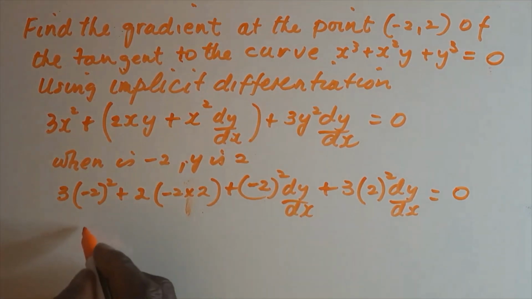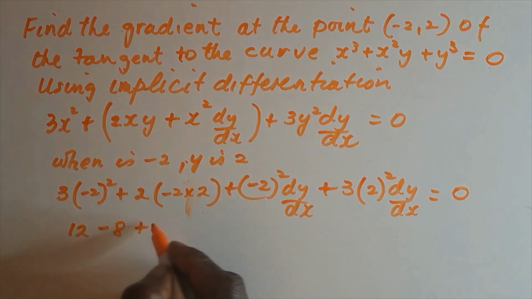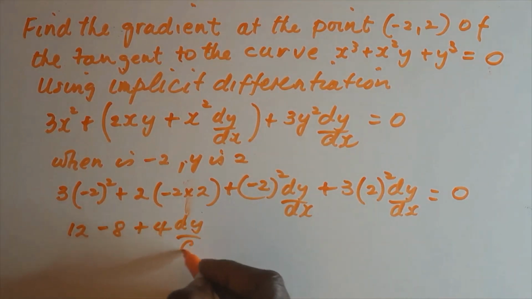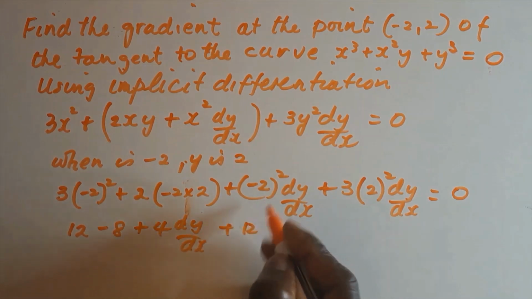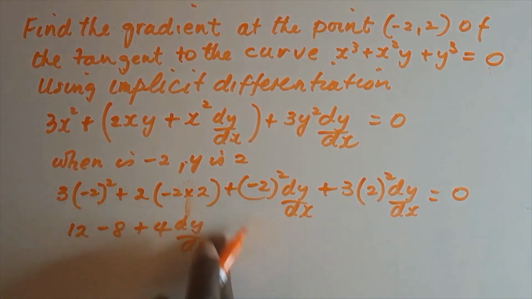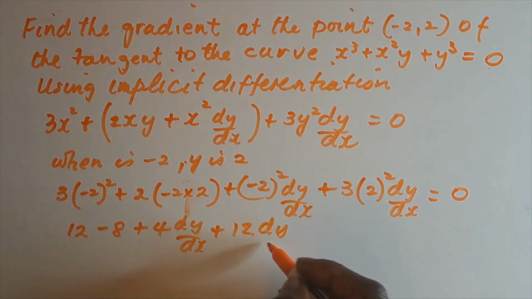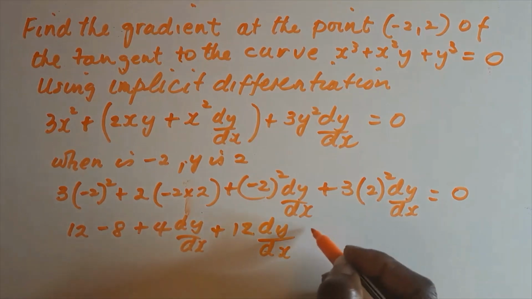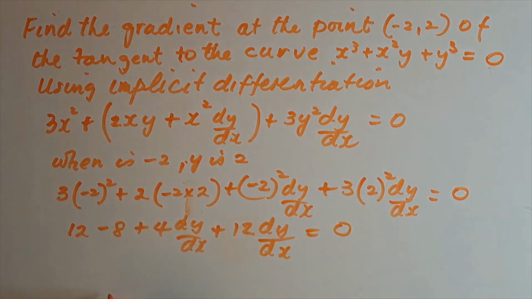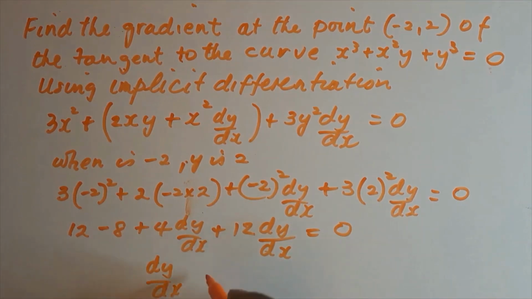Now when we evaluate this, we have 12 minus 8 add 4 dy dx, add 12 dy dx equal to 0, which gives us that dy dx is equal to minus a quarter.